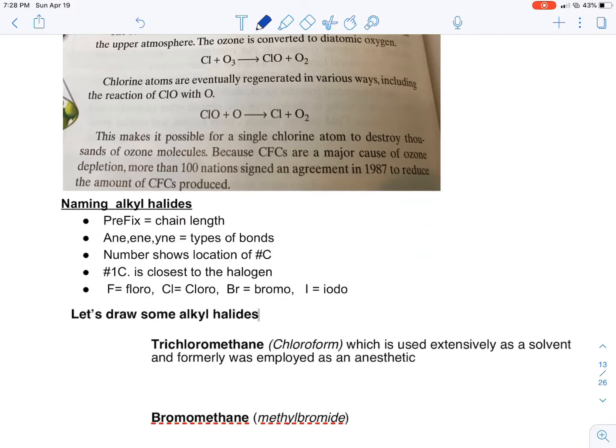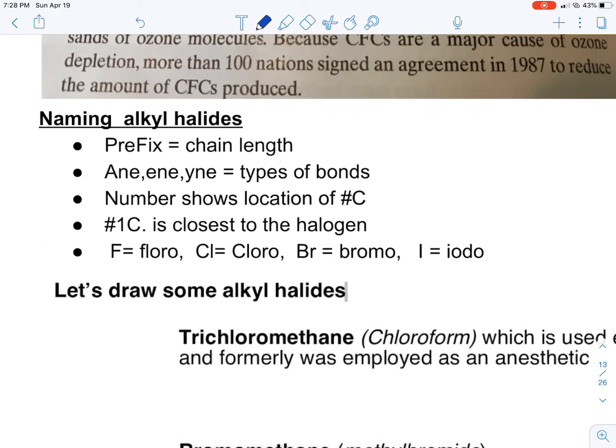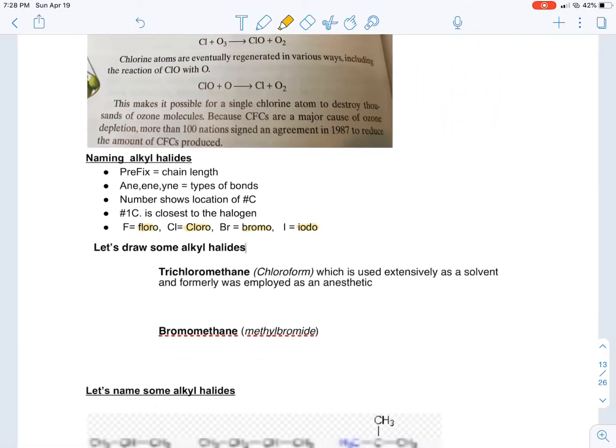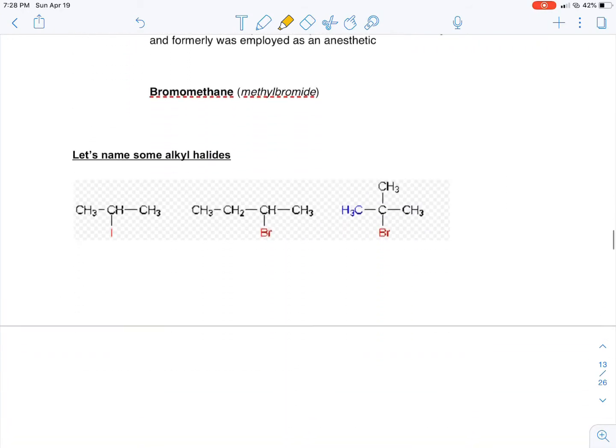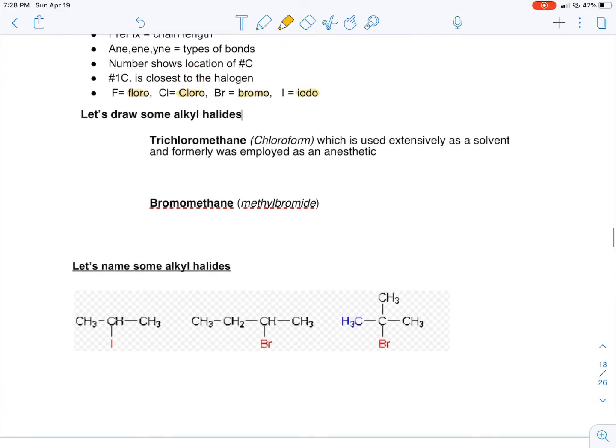Okay, what we're going to do is name these. It's very similar to naming any of the things we've done so far. We do have a few different little names that we have to put in there. Fluoro for fluorine, chloro for chlorine, bromo, and iodo. And if there's multiples, we use di and tri. Last time I got a little carried away and I think I named too many of these. There's not very many on these to name at all. I think I just have 5 here. We have 2 to draw and then 3 to name.